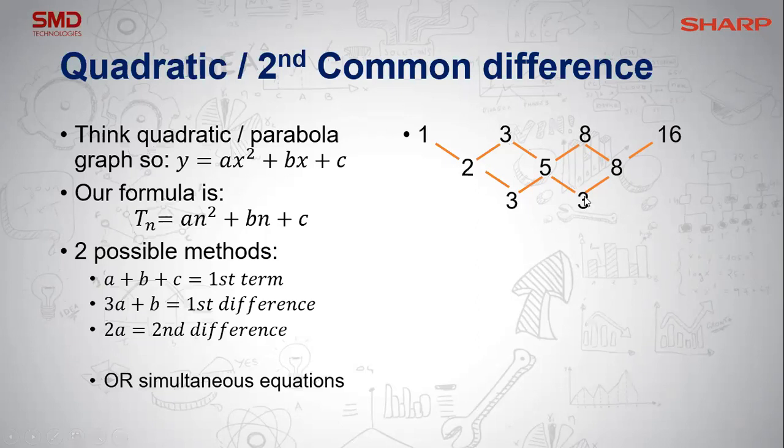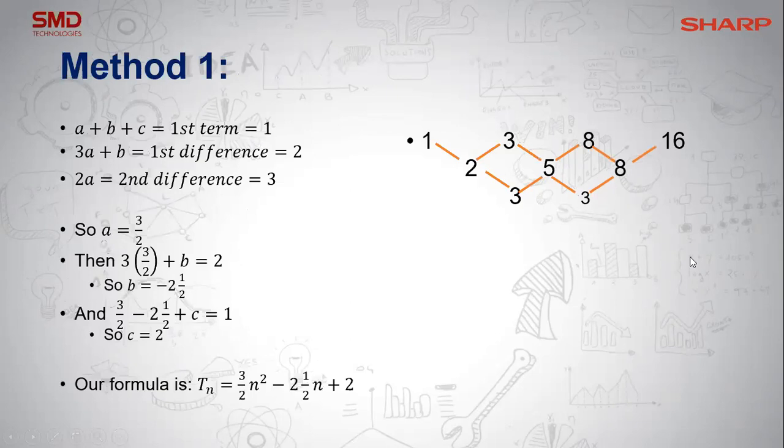And you can see this is your common difference. And then this is a linear pattern. And then the pattern above it would be a quadratic pattern. Or you can use simultaneous equations, depending on what you are most comfortable with.